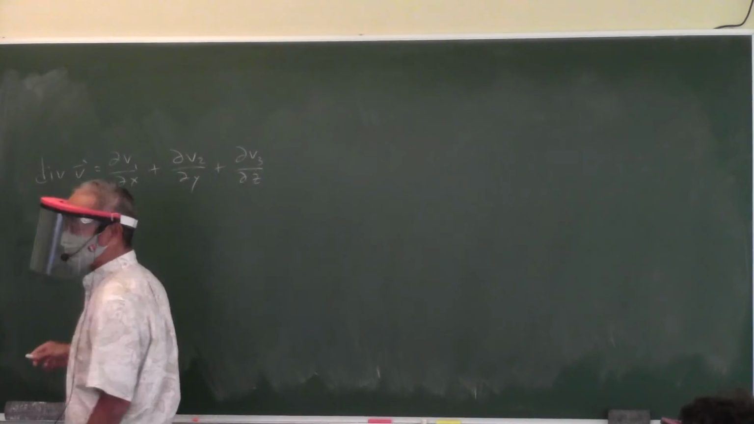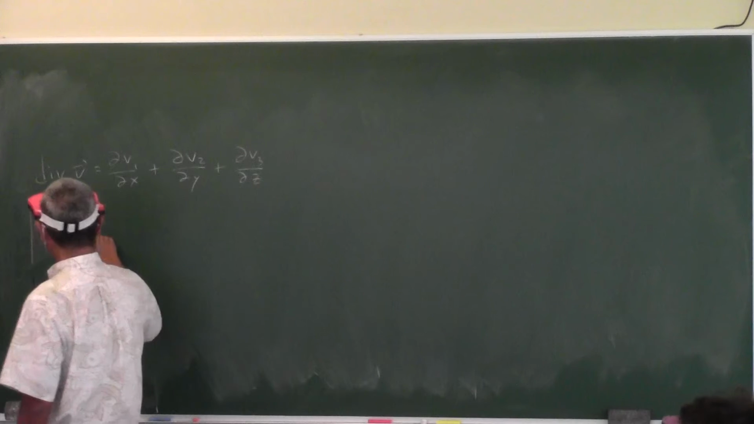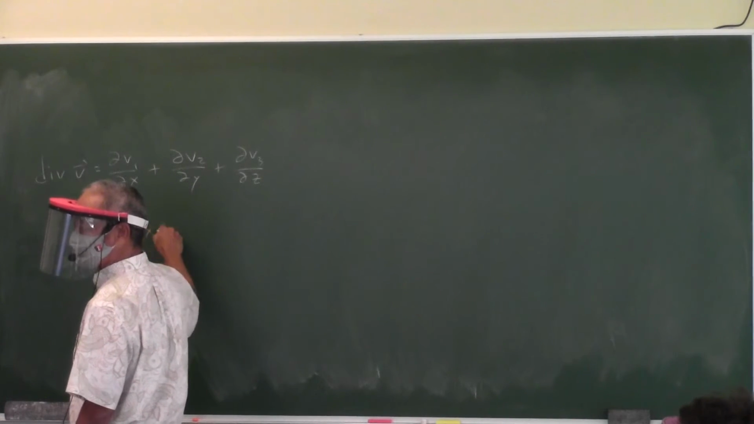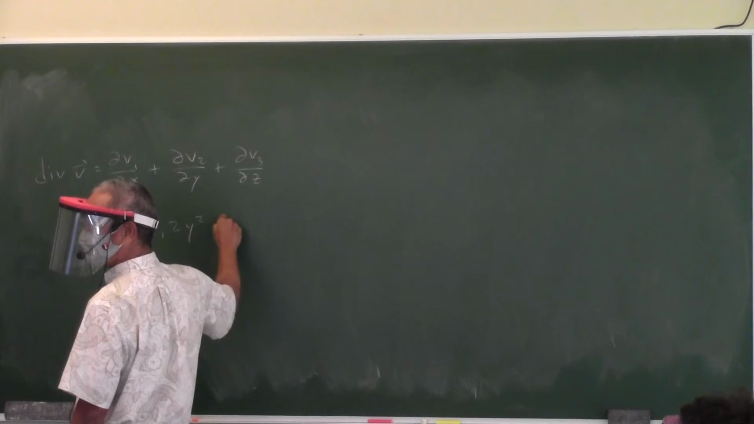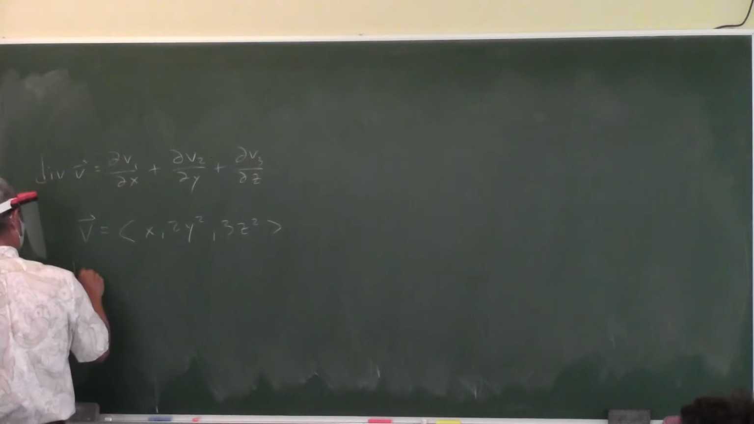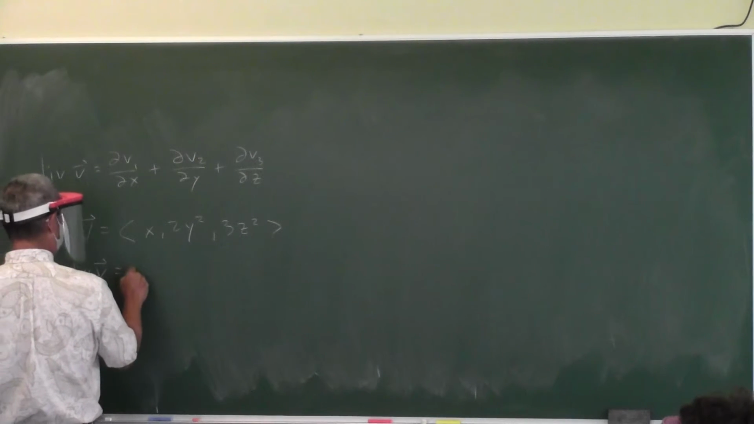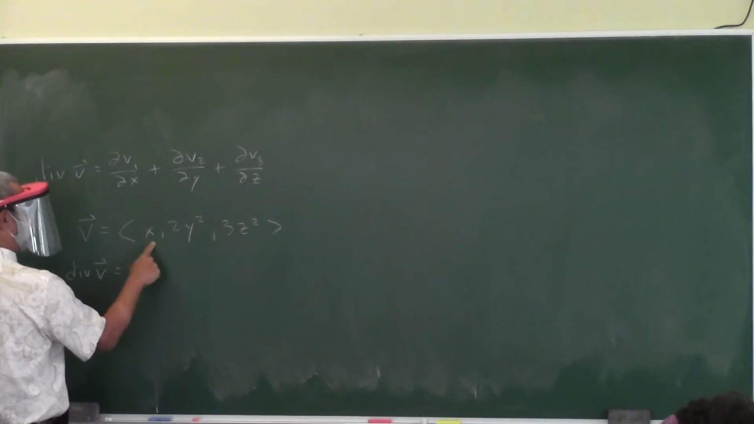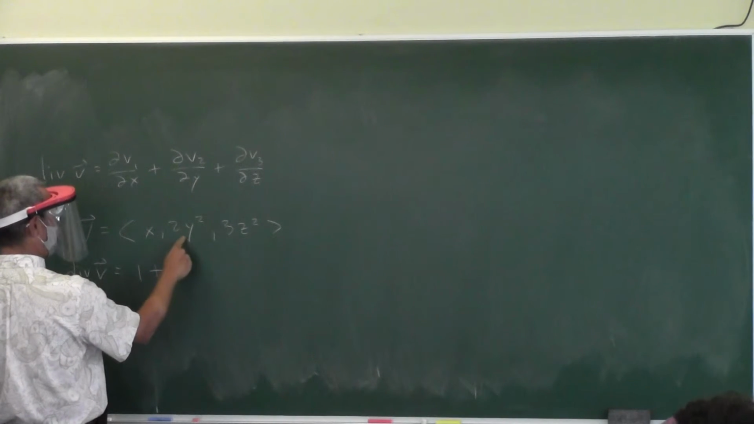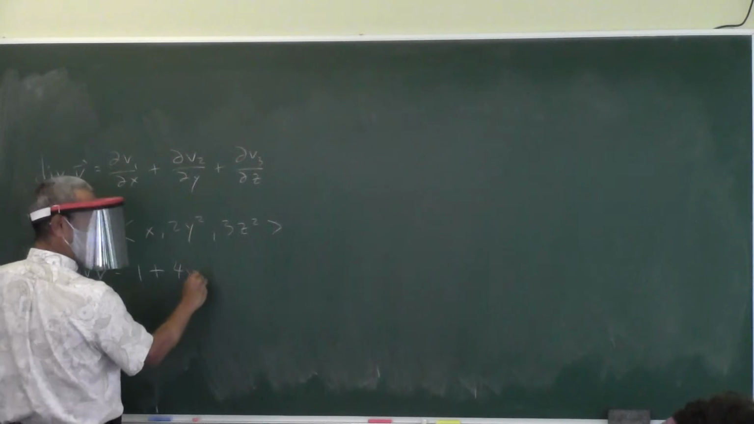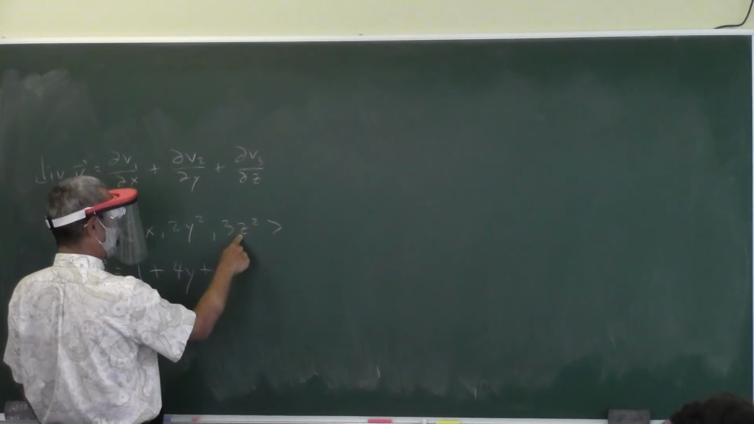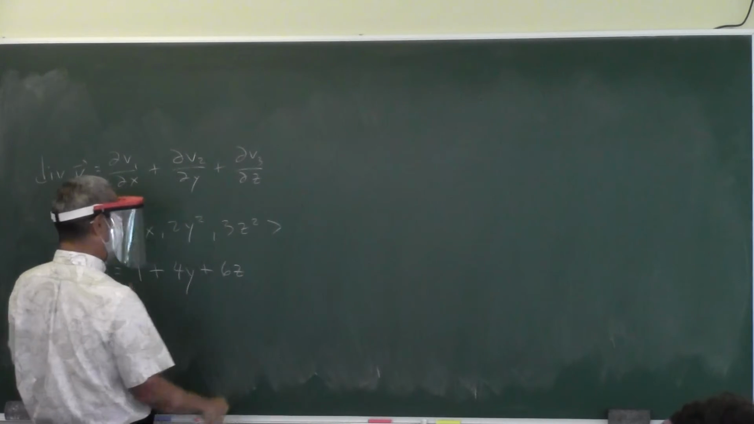So let's use the example in number 2. If you have a vector field, which is, what is it? x plus y squared plus 3z squared. What is the divergence of this vector field? Well, that's easy to do, right? What's the partial of this with respect to x? 1. What's the partial of that with respect to y? 2y. And what's the partial of this with respect to z? 6z. Yeah, that's the divergence.